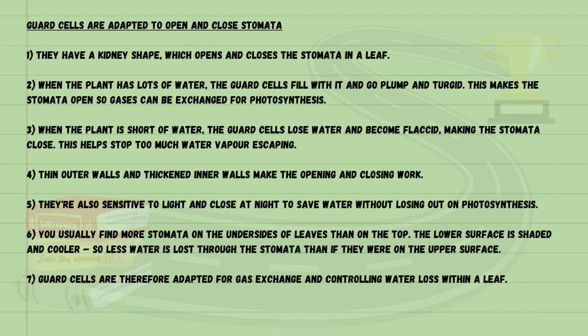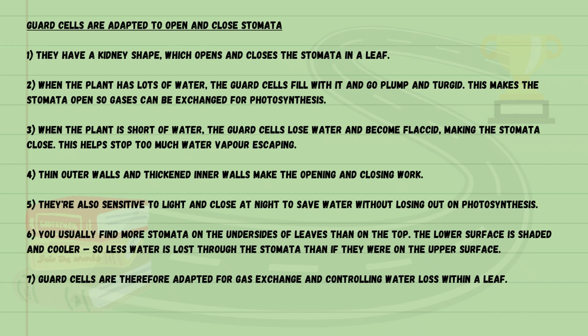Guard cells are adapted to open and close stomata. They have a kidney shape, which opens and closes the stomata in a leaf. When the plant has lots of water, the guard cells fill with it and go plump and turgid. This makes the stomata open so gases can be exchanged for photosynthesis. When the plant is short of water, the guard cells lose water and become flaccid, making the stomata close. This helps stop too much water vapor escaping.